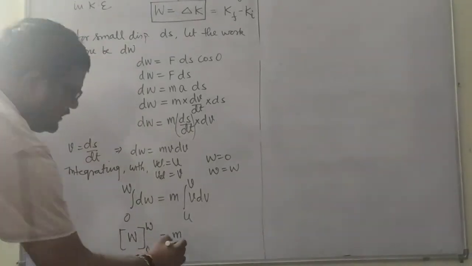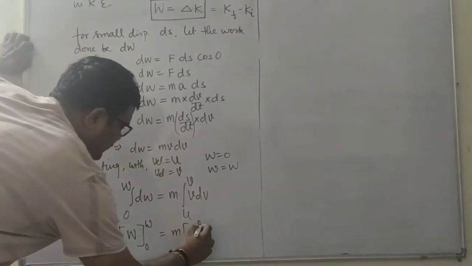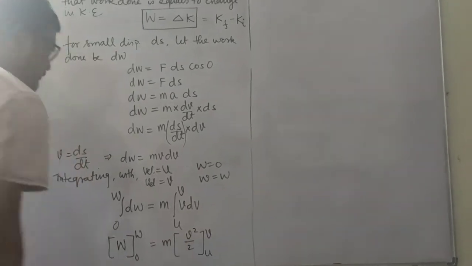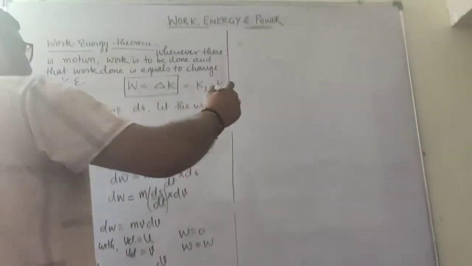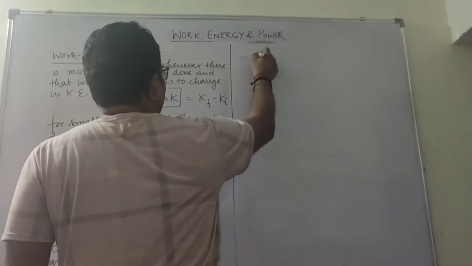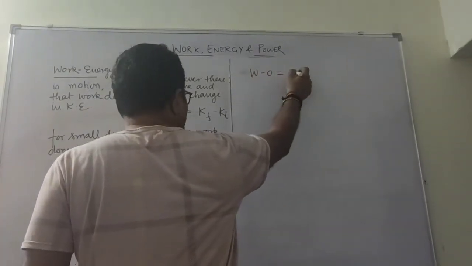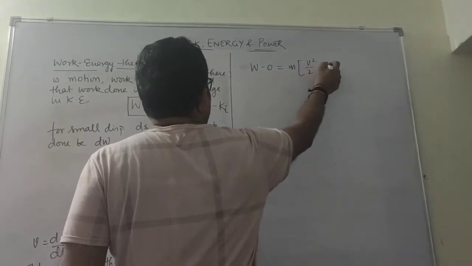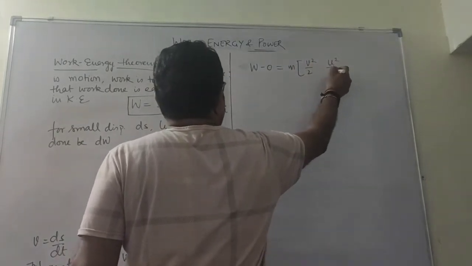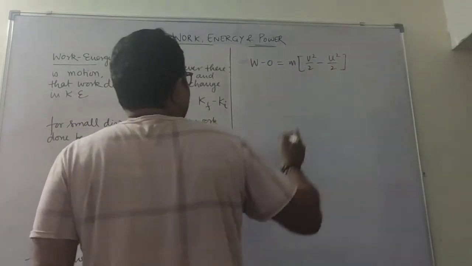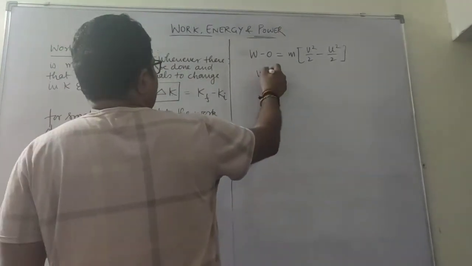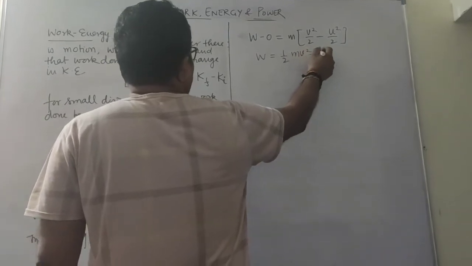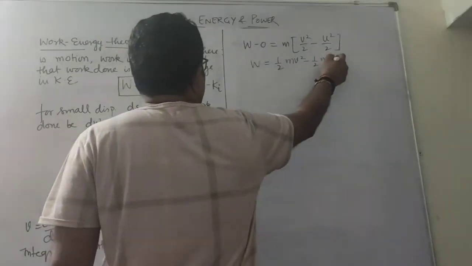v dv. The integration of v, with power 1, is v square by 2, from u to v. Now see here, W minus 0 is equal to m times upper limit v square by 2, lower limit u square by 2, and in between you place a minus sign. So W is equal to half m v square minus half m u square.